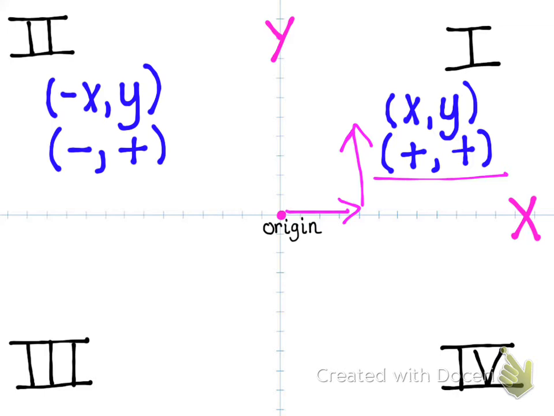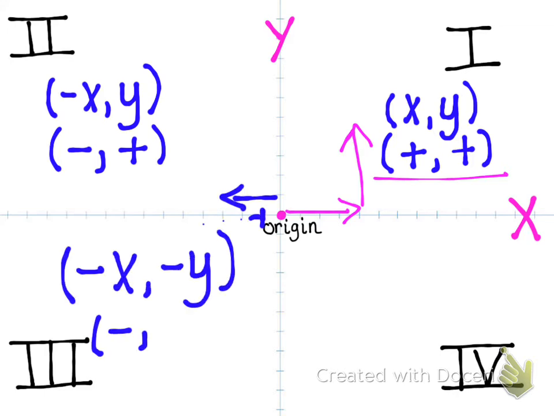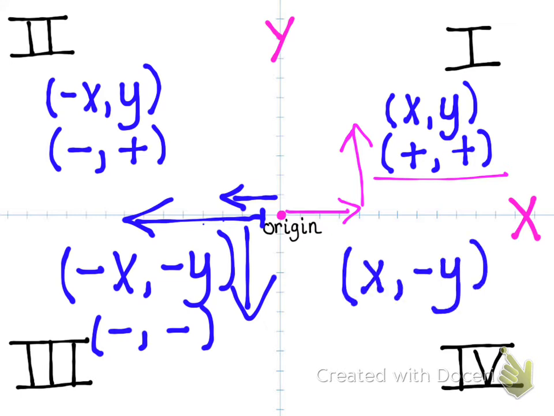Quadrant 3, we have both negative values because you're traveling to the left, and then you're traveling down for quadrant 3. So when both your X and your Y numbers are negative, you know that you're in quadrant 3. And lastly, we've got quadrant 4. You've got a positive X, that means you're traveling to the right, and then you're traveling down to go to your negative Y.